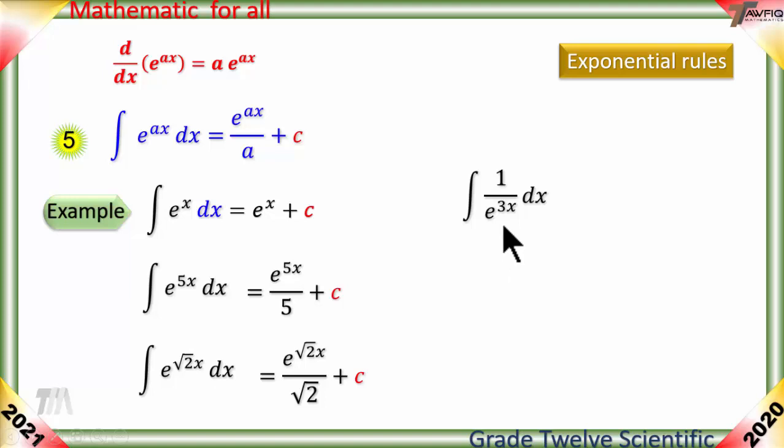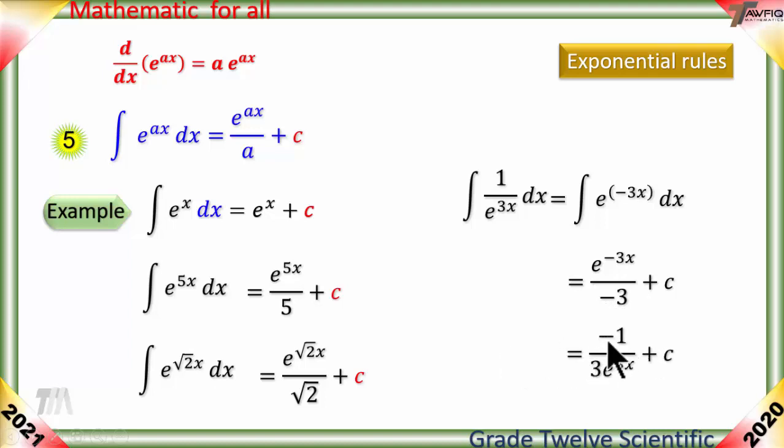Here, first of all, we must simplify this one by taking e to the power 3x from down to up. It becomes e to the power minus 3x. Here it's positive, it has become negative. Now take the integration of this function. It becomes e to the power minus 3x over minus 3 plus c. So it becomes minus 1 over 3 e to the power 3x, by taking down the e to the power minus 3x from the numerator to the denominator.